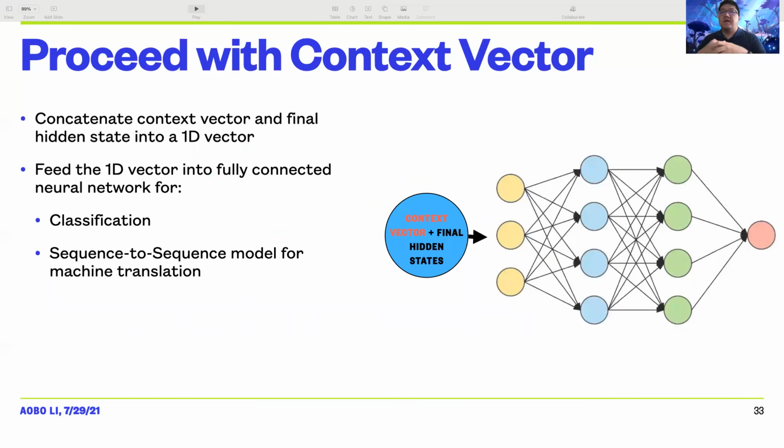Okay, so when we have the context vector, we can proceed to the next step using it. What we usually do is concatenate the context vector and the final hidden state into just a 1D vector. Then you feed your 1D vector into a fully connected neural network for either a classification task or a sequence-to-sequence model, which we will talk about in time series 2 for machine translation. This is basically the same as the convolutional neural network case, where we stack a whole bunch of convolutional layers as our feature extractor, and then we flatten the final output and feed it into a fully connected neural network for the classification decision.